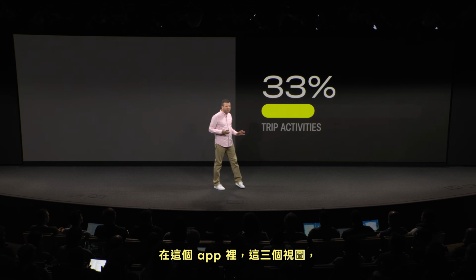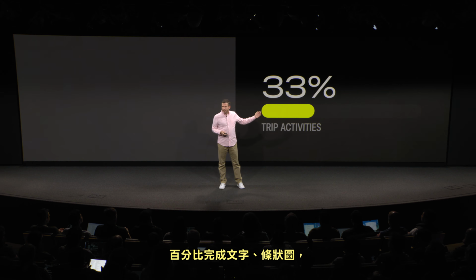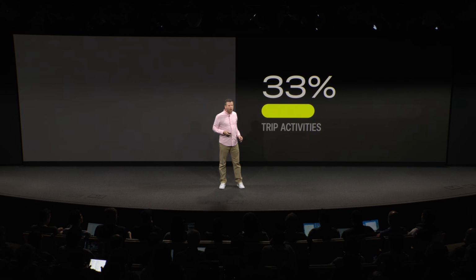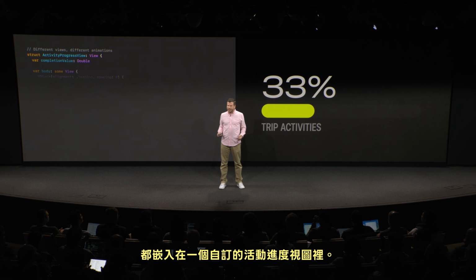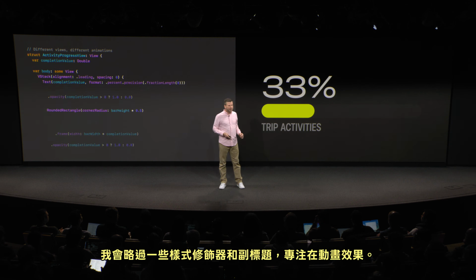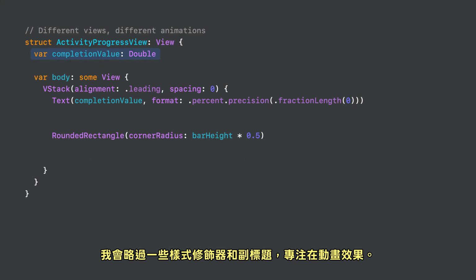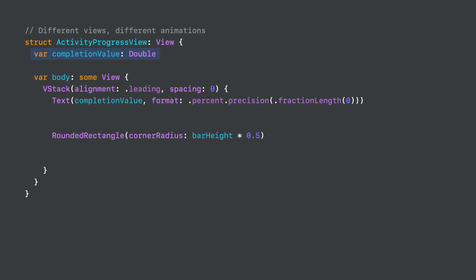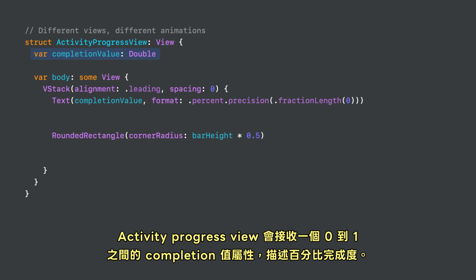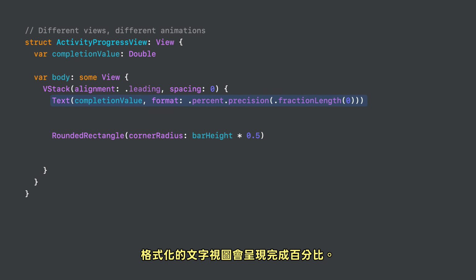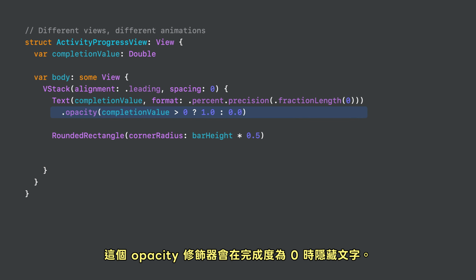In the app, these three views, the percent complete text, the bar, and the subtitle, are embedded in a custom activity progress view. I'm going to leave out a few styling modifiers plus the subtitle to focus on the animations. Activity progress view takes a completion value property between 0 and 1, describing the percent complete. A text view with formatting renders the completion percentage. This opacity modifier hides the text when the completion value is 0.